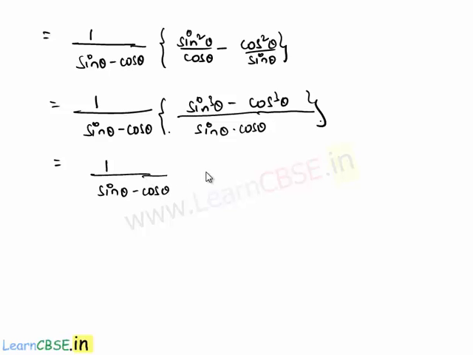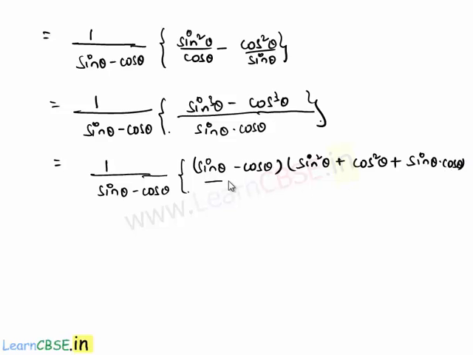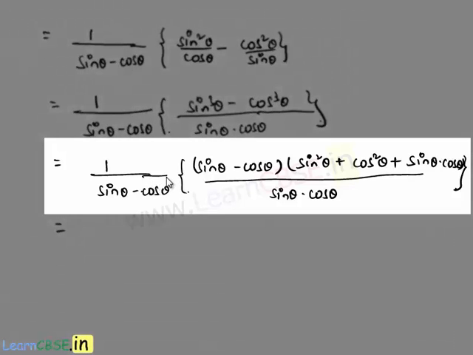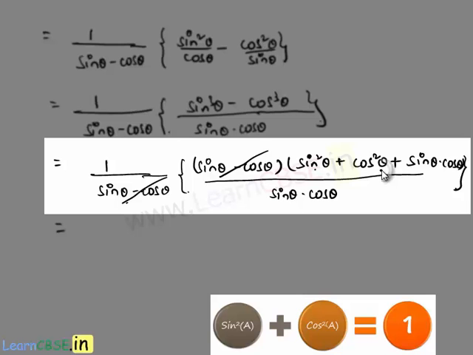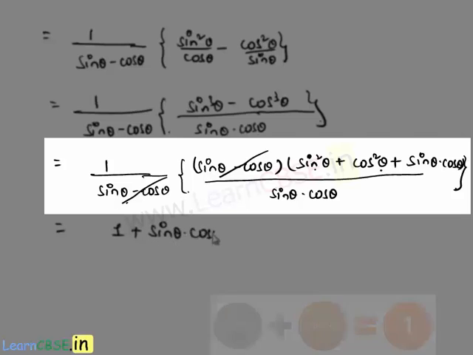sin theta minus cos theta whole of, this is in the form of a cube minus b cube, which can be written as a minus b, that is sin theta minus cos theta, into a square, that is sin square theta, plus b square, which is nothing but cos square theta, plus ab, that is sin theta into cos theta, whole divided by, the denominator remains same, that is sin theta into cos theta, which is equal to, here in the numerator and denominator, sin theta minus cos theta is common, and that will be cancelled, and here we have an identity that sin square theta plus cos square theta is equal to 1. Let us substitute that, it becomes 1 plus sin theta into cos theta whole divided by sin theta into cos theta.